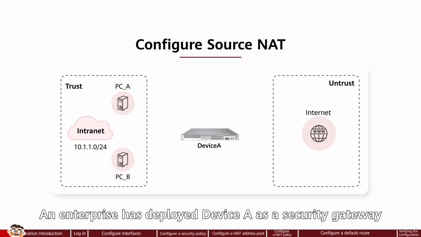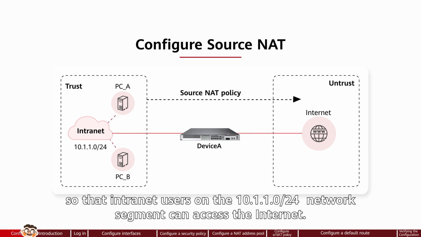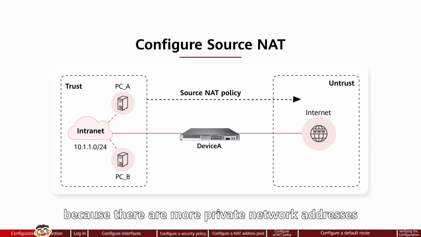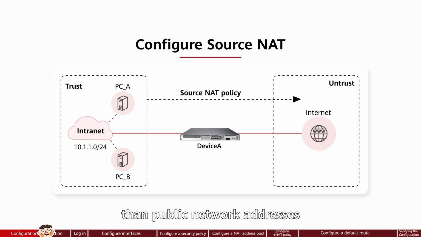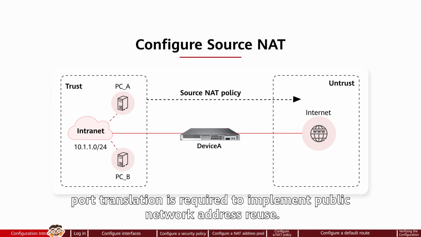An enterprise has deployed device A as a security gateway. A source NAT policy needs to be configured on device A, so that intranet users on the 10.1.10.24 network segment can access the internet. In addition, because there are more private network addresses than public network addresses, one-to-one address mapping cannot be implemented. Therefore, port translation is required to implement public network address reuse.